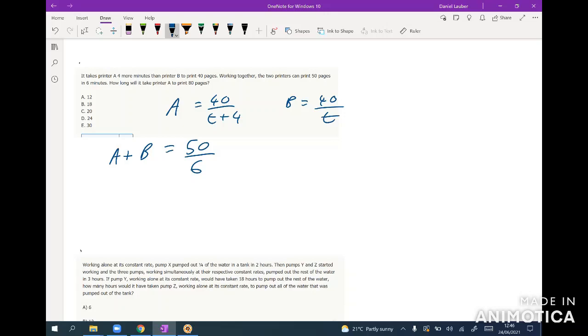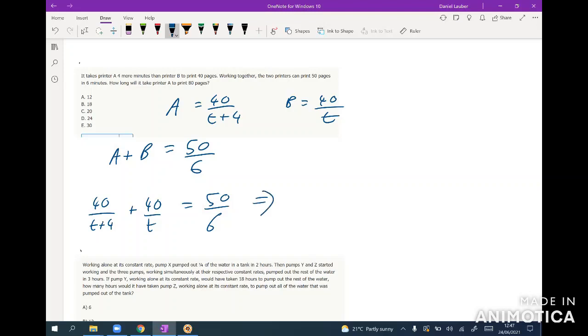So if we sub that in, we get 40 over T plus 4 plus 40 over T equals 50 over 6. Now, again, I could solve this algebraically by multiplying through by T. The only problem is that will result in a pretty nasty quadratic equation. So feel free to do that. It's just usually easier to guess T.